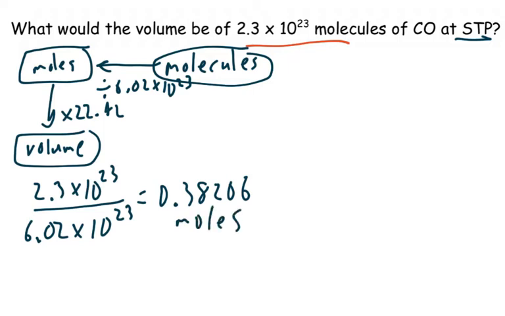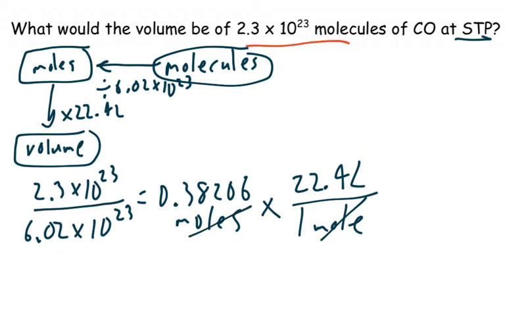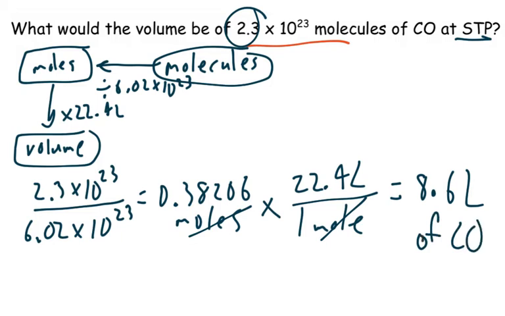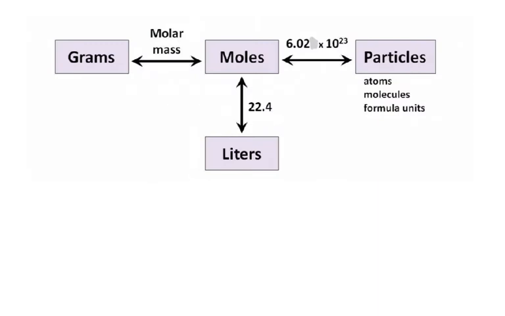But we got one more step. So in the next step, we want to go from moles to volume. So if you recall, there are 22.4 liters for every 1 mole. Okay, so we're going to go ahead and multiply, which is what it says in the flow chart. And when you do that, and we round to only two significant figures, we're going to end up getting 8.6. Okay, and the units for volume are going to be liters of carbon monoxide, and that will be our final answer in liters.